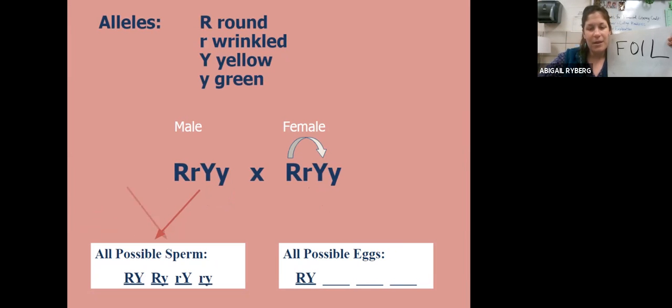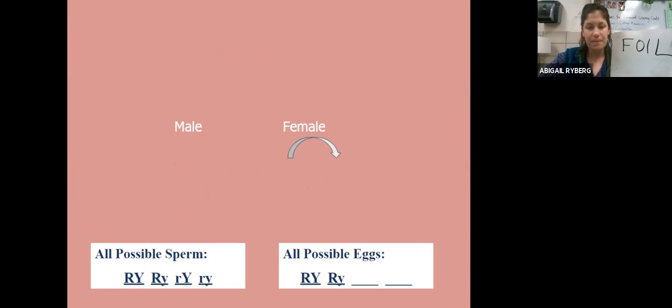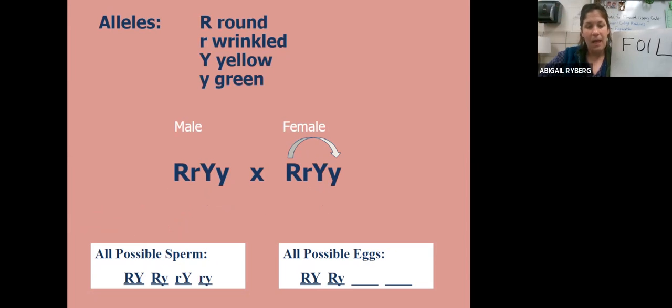And there we have it. We're going to get our second one, which is the outer. So the outside R here and the outside Y. So big R, little y. There we have it. And then the I stands for inner. So the inner R and the inner Y is little r, big Y.